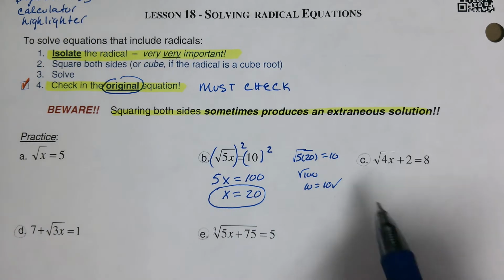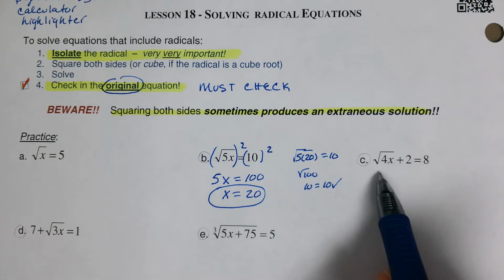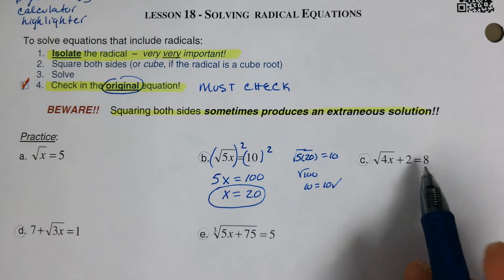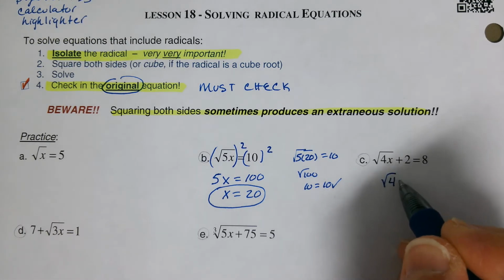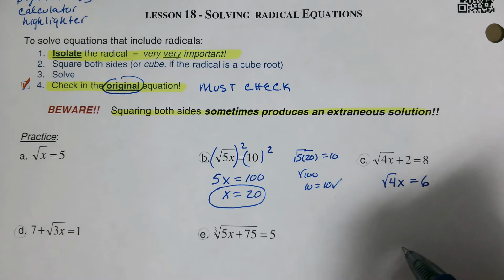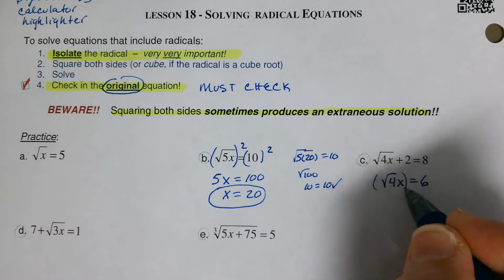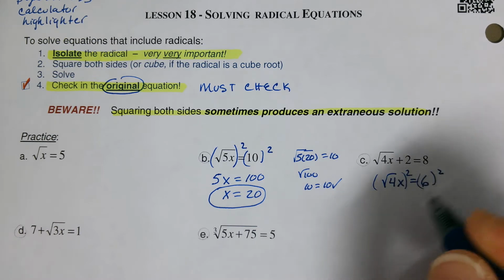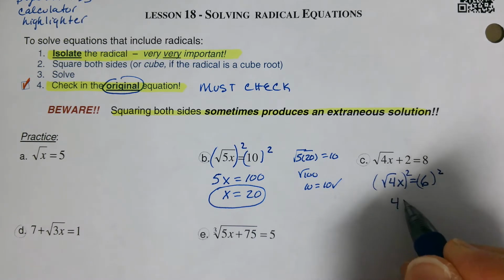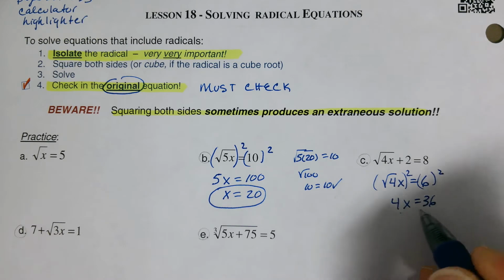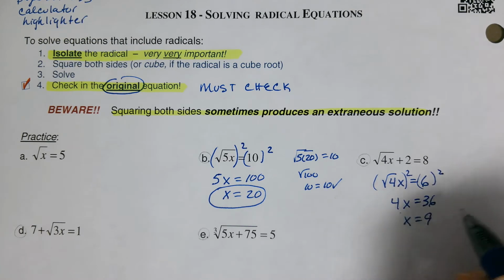C, we have to isolate the square root of 4x. So first subtract 2 from both sides. We have the square root of 4x equals 6. And now we square both sides. 4x equals 36. Divide by 4, x equals 9.